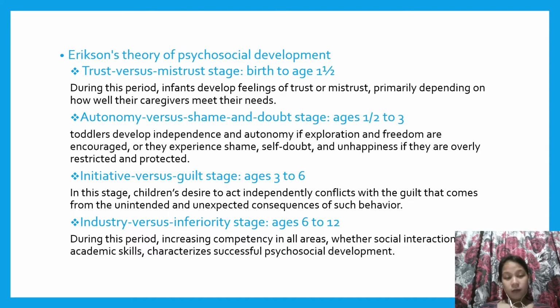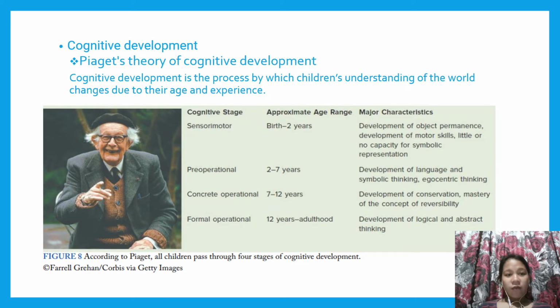They have Erikson's theory of psychosocial development. First is the trust versus mistrust stage. Next is the autonomy versus shame and doubt stage. Initiative versus guilt stage. Industry versus inferiority stage. Then they have cognitive development.